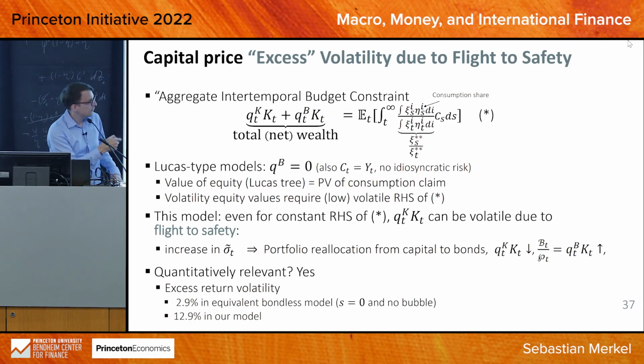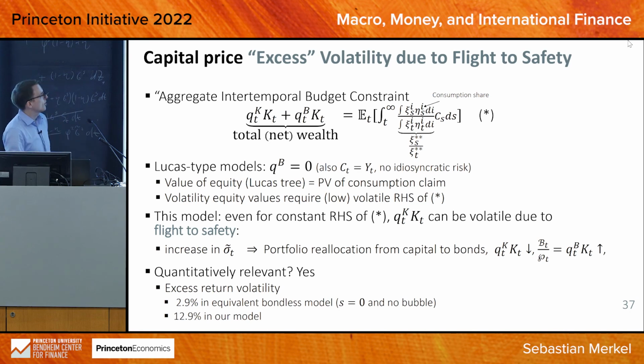So you have a feature in this model that is missing in most asset pricing models. In most asset pricing models, basically all output is generated by capital. Possibly there's labor, but usually there's a constant labor share, so that a constant fraction of output each period goes to capital. So the value of capital is basically the present value of a constant fraction of output. That's what you have in most asset pricing models out there.